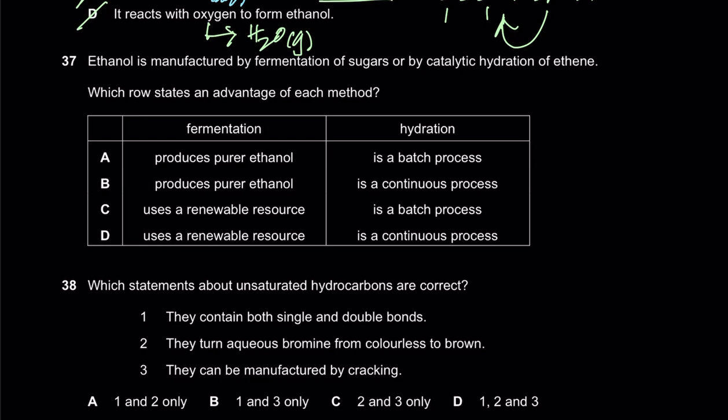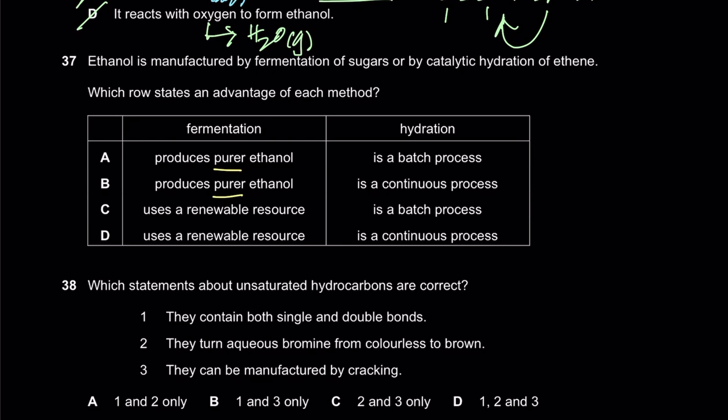Ethanol is manufactured by fermentation of sugars or by catalytic hydration of ethene. We know that. Which statement is an advantage? Sir, fermentation does not produce purer ethanol because when we perform fermentation, remember I taught you guys how to make alcohol at home.